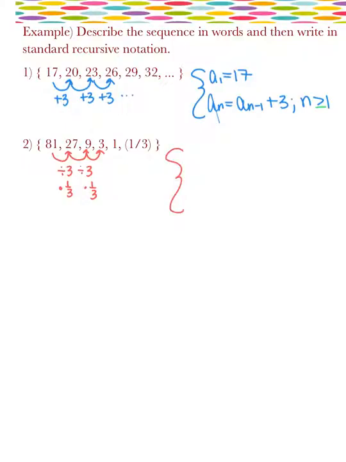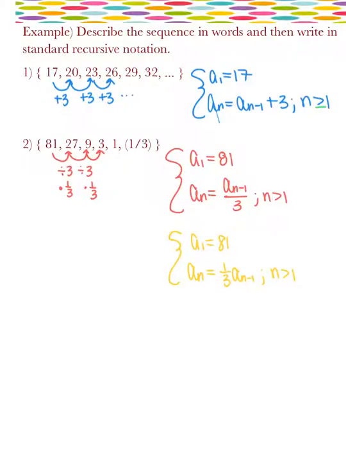So if I'm saying divided by 3, I'll have a sub 1 equals 81. And a sub n is equal to a sub n minus 1 divided by 3, where n is greater than 1. If you looked at this and you saw that it was being multiplied by 1/3, I'm going to write a sub 1 is still 81. A sub n is equal to 1/3 times a sub n minus 1, such that n is greater than 1. So both of these recursive notations work for this sequence.